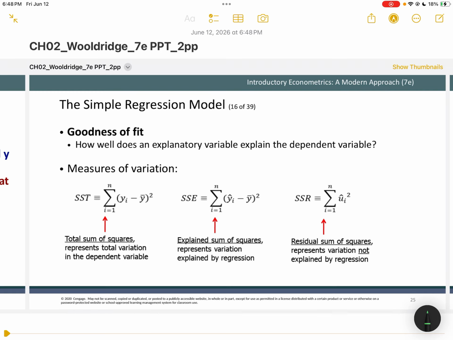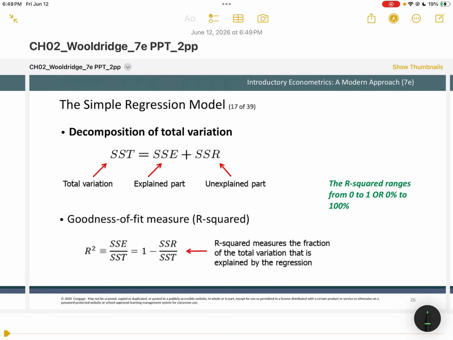Goodness of fit. We are inching towards R squared. R squared is the percent of variation in the regression model that has been explained by our regression of Y on X. How do we calculate that? Well, we use these measures of variation to calculate that. We will take the explained sum of squares and divide that by the total sum of squares. So if our explained sum of squares is larger, our R squared, which is measuring the variation that is explained in the model, will get bigger.